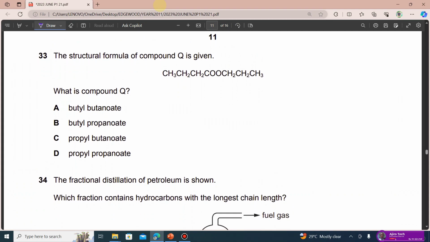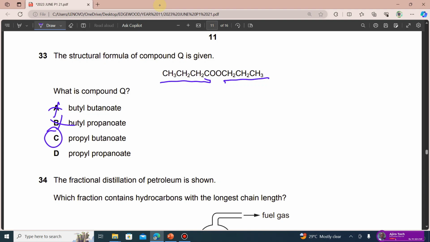Question 33. The structural formula of compound XQ is given. What is compound Q? So this is an ester, and how do you name an ester? You name this part first, then you name this other part. Okay. So if there are 3 carbons there, we are looking at propyl. Okay. So everything butyl is off because there are 3 carbons after the ester group. So it's propyl. And how many carbons are before the ester? So 1, 2, 3, 4. 4 carbons. So we are looking at propyl butanoate. So 33 is option C.